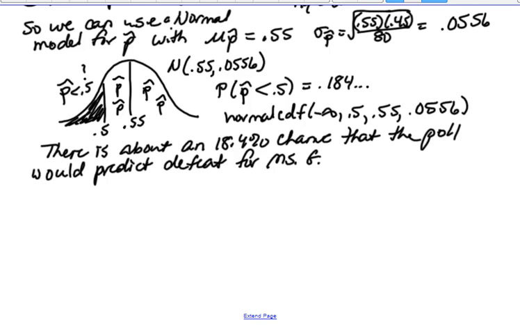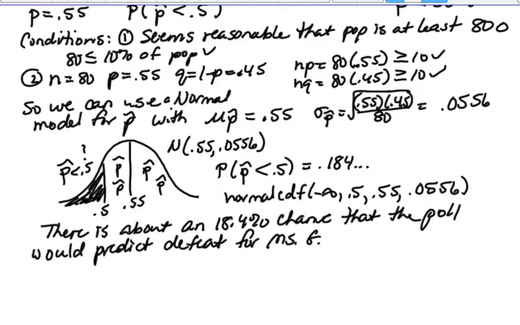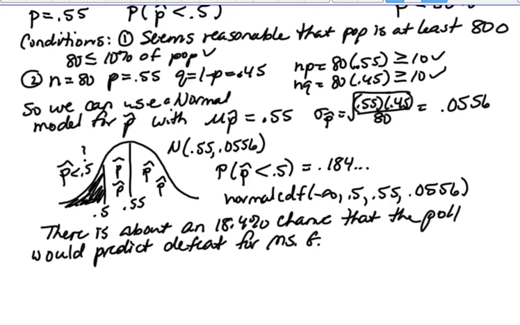So this is how we can use a normal model for the distribution of sample proportions to make a decision about how likely some proportion is to occur from a given population. This kind of reasoning is what we're going to be doing all throughout second semester with various statistics and models for those statistics.